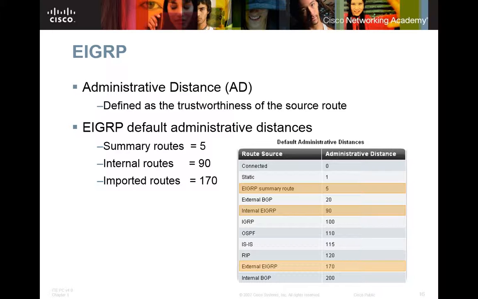What is administrative distance? We talked about the administrative distance table earlier. We have EIGRP summary routes. The administrative distance is 5, which means it's going to get there quick. It just wants to make sure that everyone knows where it's at. Internal EIGRP routes will be 90 and externals 170. Why is that important? Because you want to say you have the trustworthiness of that route. You know it's authentic.